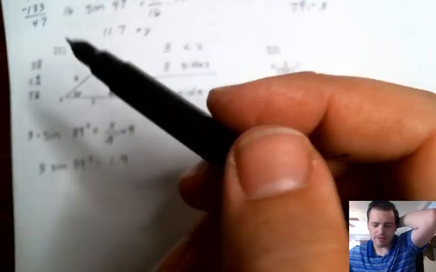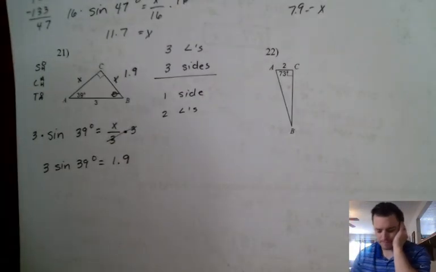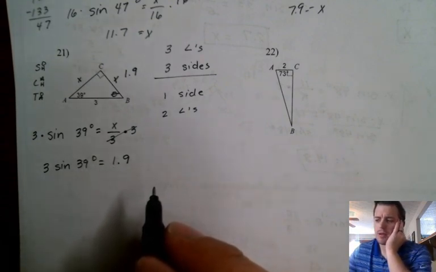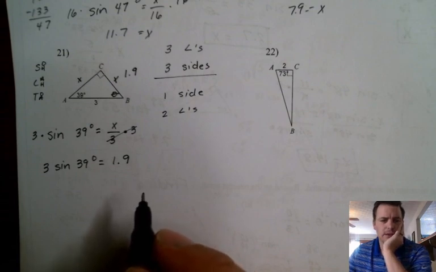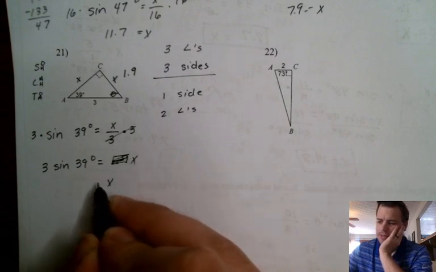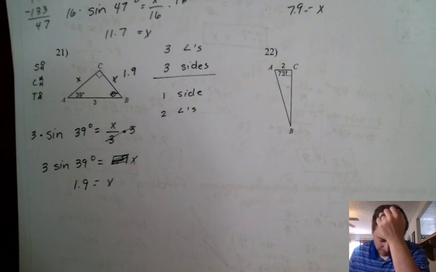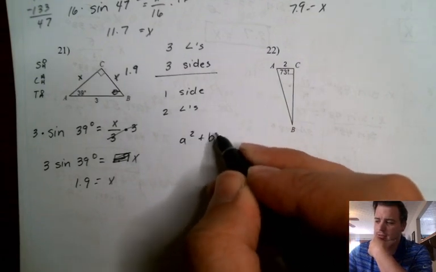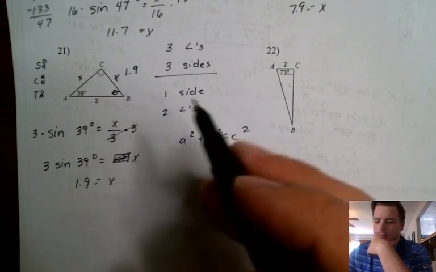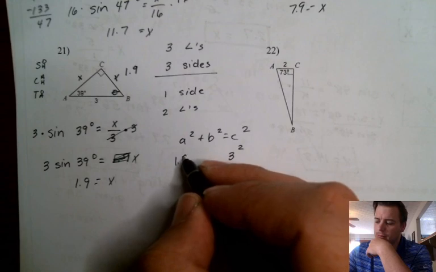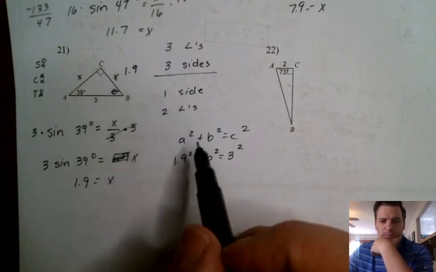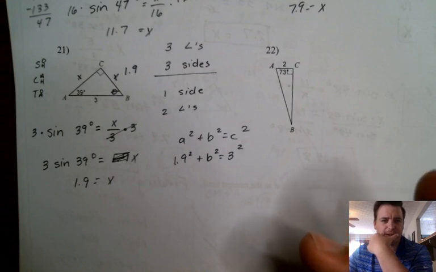Now I could use a different variable there. I could say that's a and that's b, I could easily do that. Actually, sorry, that would be x, and x equals 1.9, rounded to the nearest tenth. Now from here, I need to find this side. Two options. I can say a squared plus b squared equals c squared, using the Pythagorean Theorem. 3 is my c, 1.9 squared plus b squared, and I'm missing this b, which I can find using the Pythagorean Theorem. So that's an option.